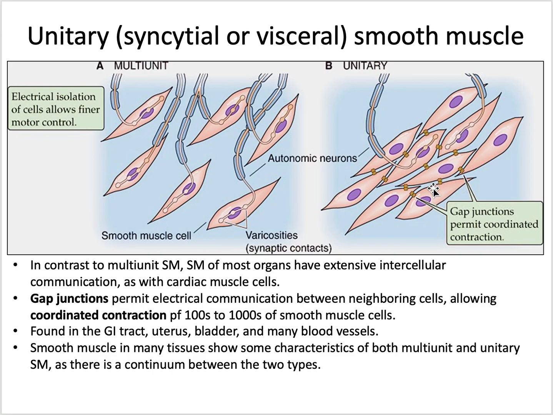So these specialized cell-cell junctions are like little channels that allow ions to flow freely from one cell to another. So when we get an action potential in one area, it's going to travel very quickly throughout lots of these smooth muscle cells, and we get a coordinated contraction, and that's why sometimes it's referred to as syncytial smooth muscle.